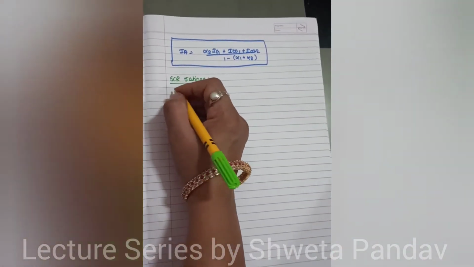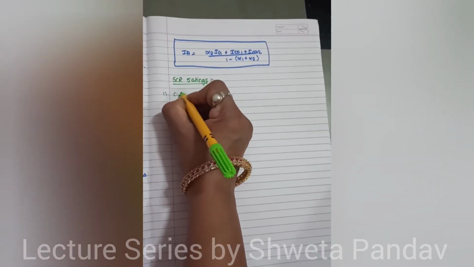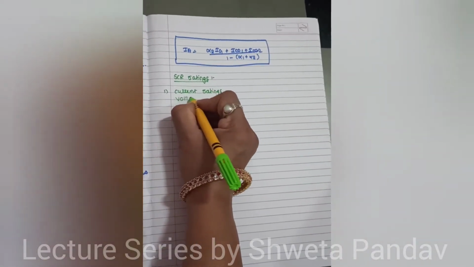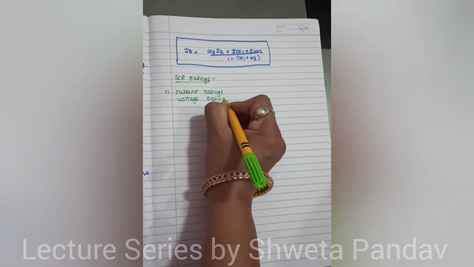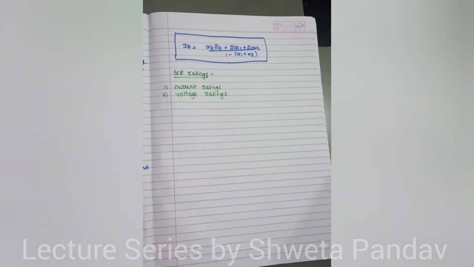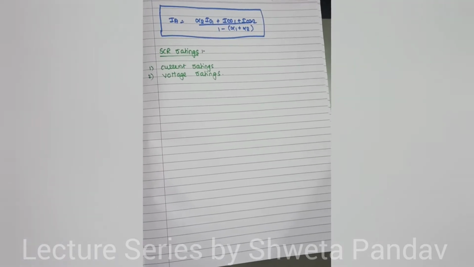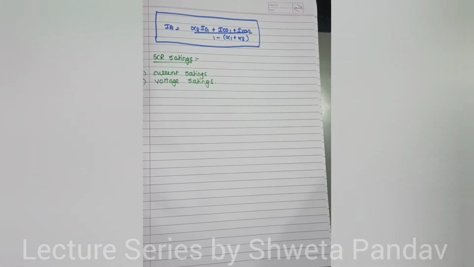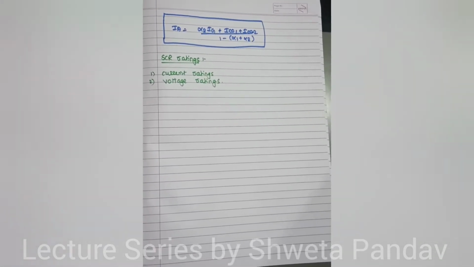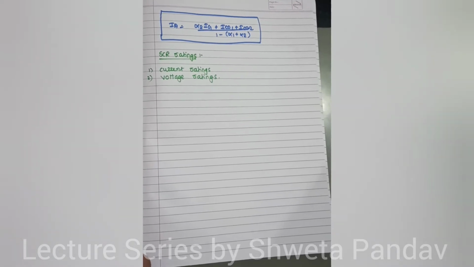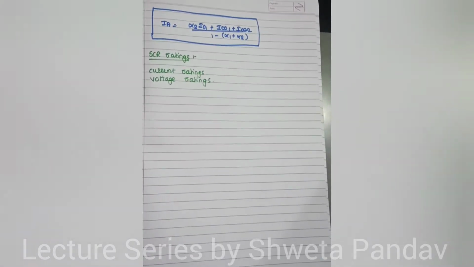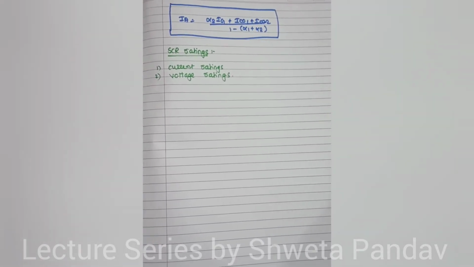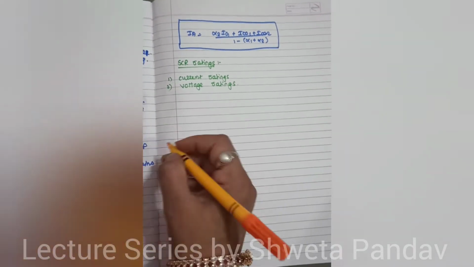The SCR rating is divided into two: current rating and voltage rating. These ratings are provided with the device. As one who wants to purchase a mobile finds the specifications written in the user manual provided with that mobile, similarly, if one wants to purchase the SCR, the particular SCR's voltage and current ratings will be provided on the data sheet of the SCR. Now let us see what the current ratings are.